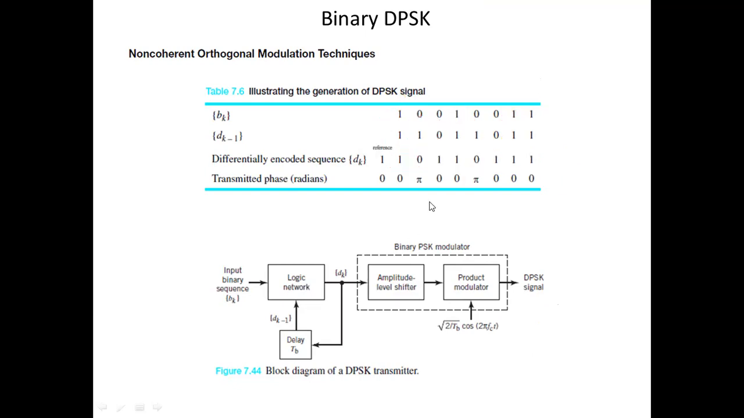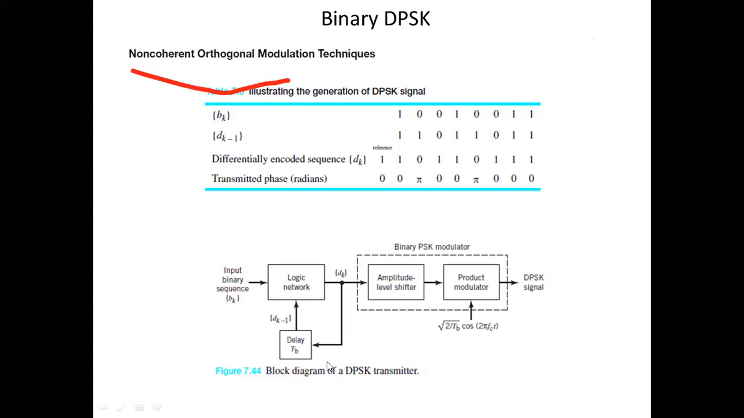So here is a binary DPSK. What was important here is it's a non-coherent scheme. Those schemes which need you to have a synchronized phase, a synchronized clock between transmitter and receiver, are called coherent modulation schemes, or coherent demodulation. This one does not need you to know the exact phase information at the transmitter clock. That's why it's a special scheme. It's a non-coherent orthogonal modulation technique. So here is the generation.